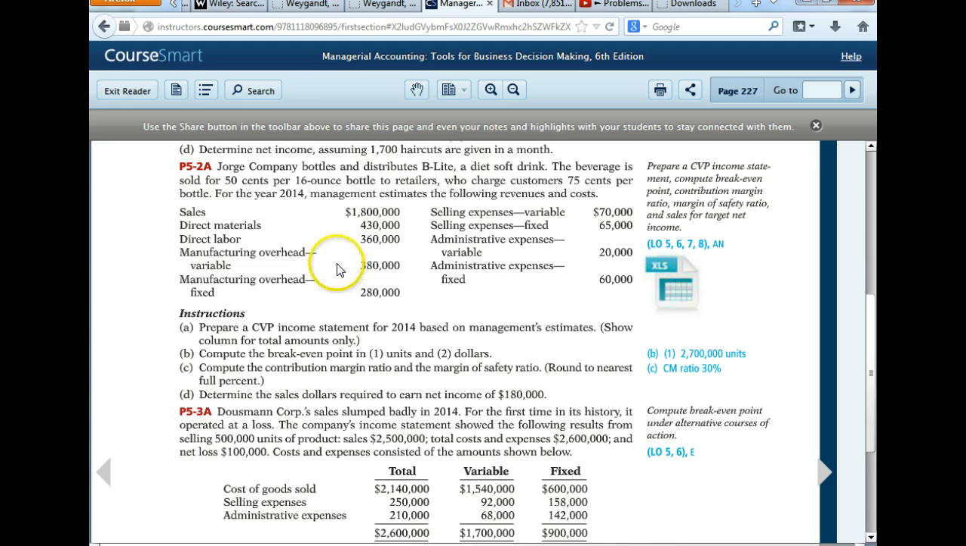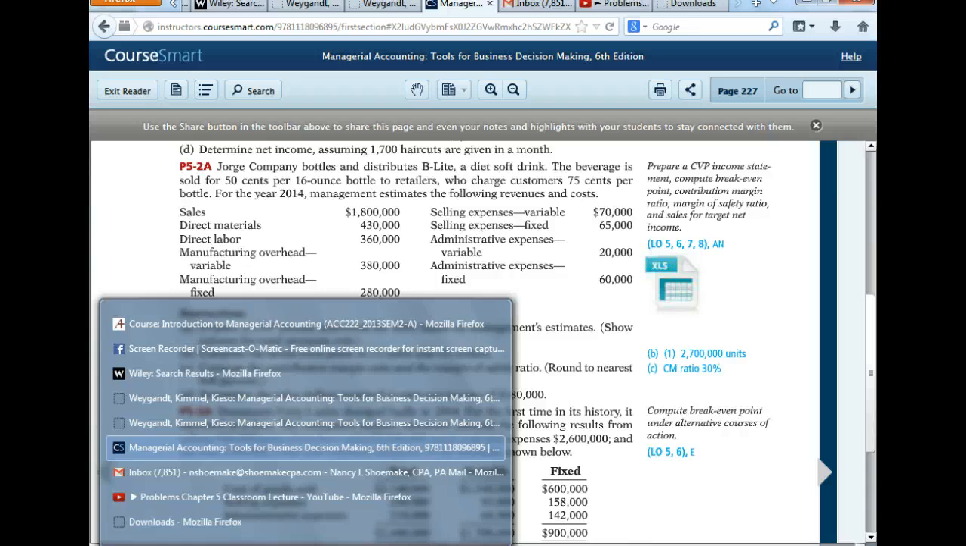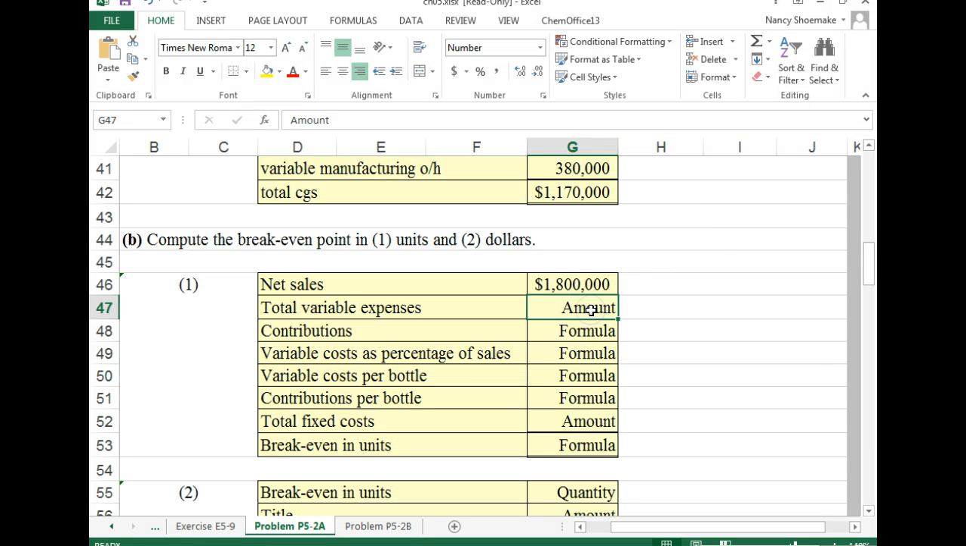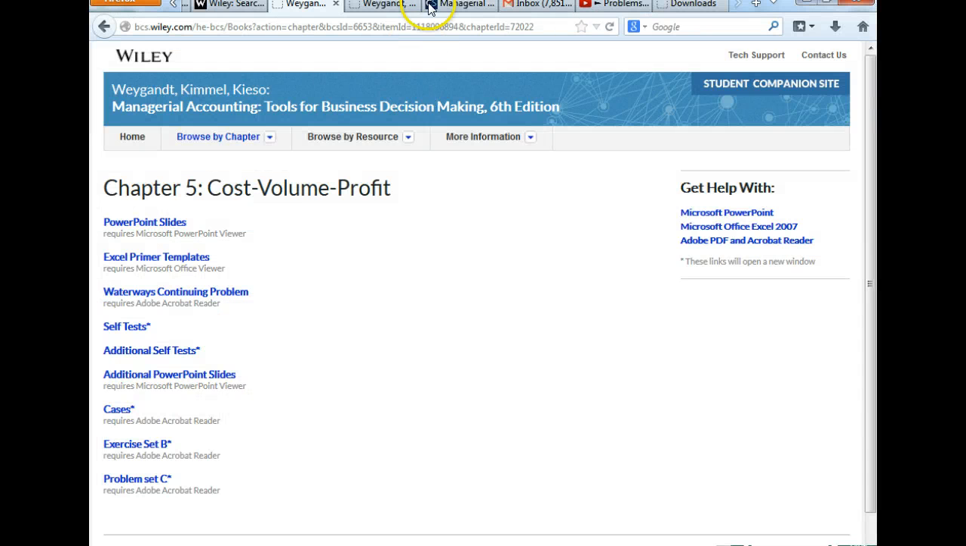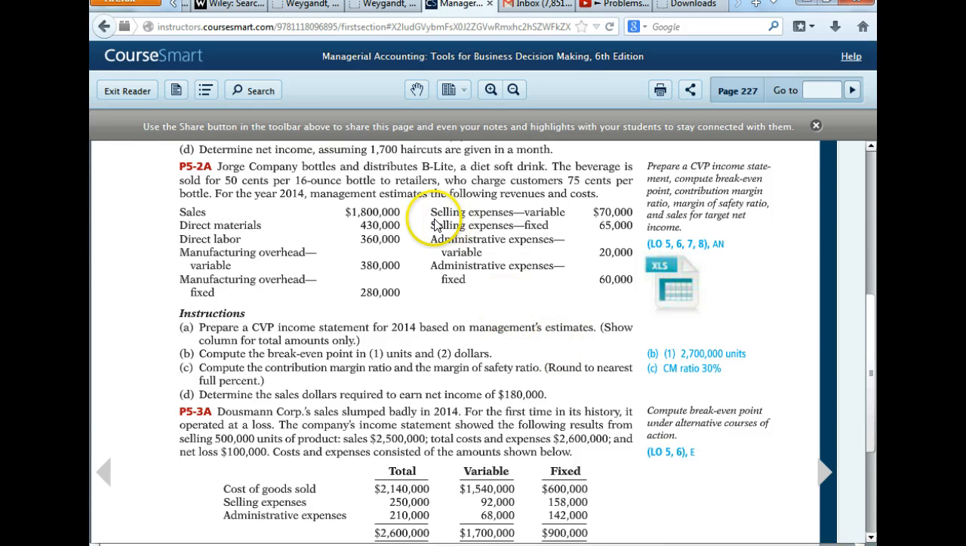What if we add up the variable costs to compute the break-even in units and in dollars? Okay, so our variable expenses are 1,260,000, and how are we figuring that out? We should be able to figure that out. Our direct materials are going to be variable, right? Our direct labor is going to be variable. Our manufacturing overhead is variable, right?